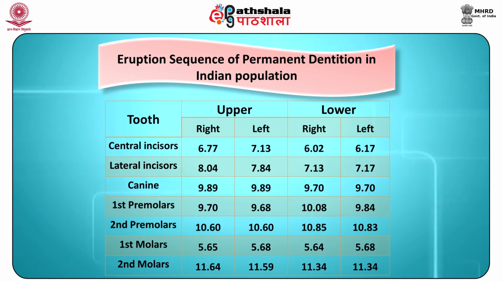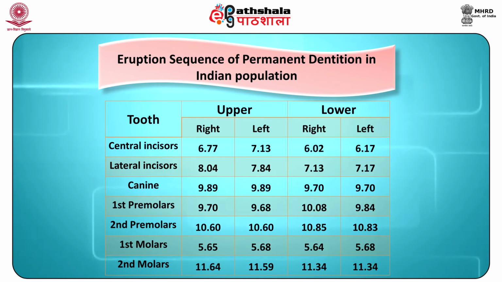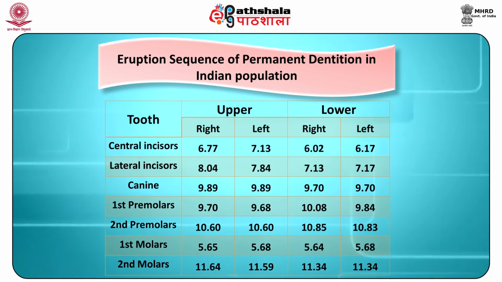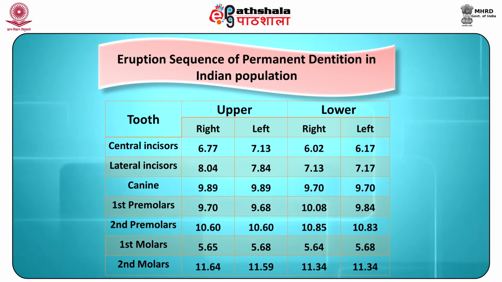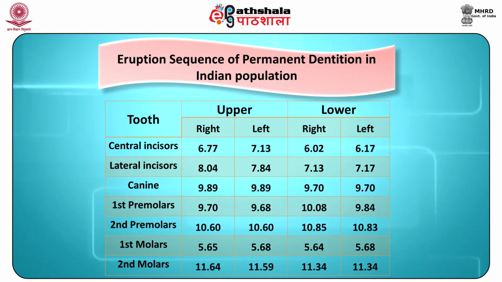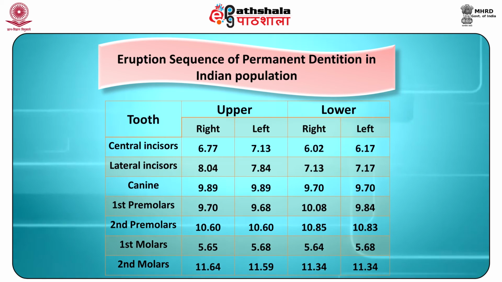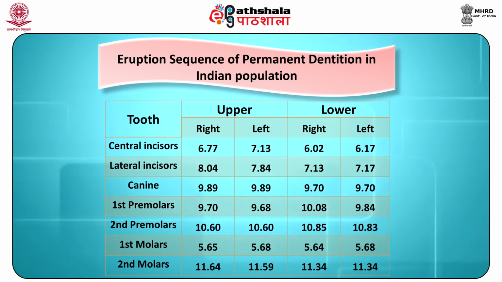Lateral incisors, again it is the right lower lateral incisor which appears first, at the age of 7.13 years, whereas the right upper lateral incisor appears last at the age of 8.04 years. But that is, you can say, in the Indian population almost the same as that.